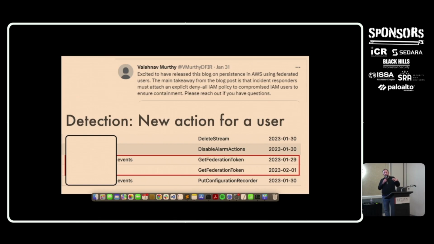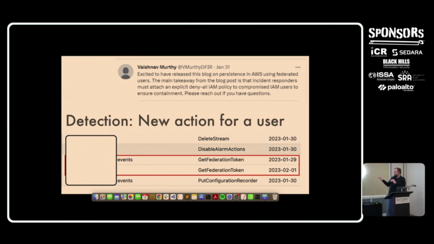There are some limitations: it only works in the console, and it's not supposed to work in the CLI, and it appears not to. But this is one way people have been trying to persist or avoid getting evicted. When the original compromised account is disabled, deleted, or has its password changed, this federated user will continue to function unless that is dealt with as well. And so that's interesting.